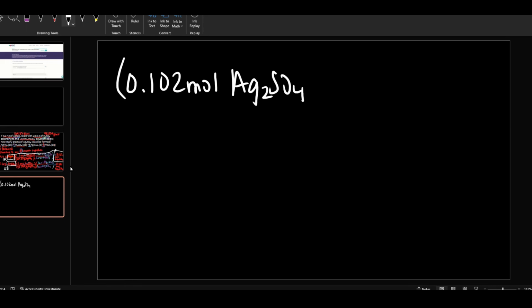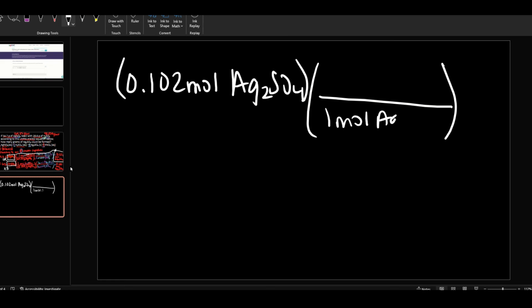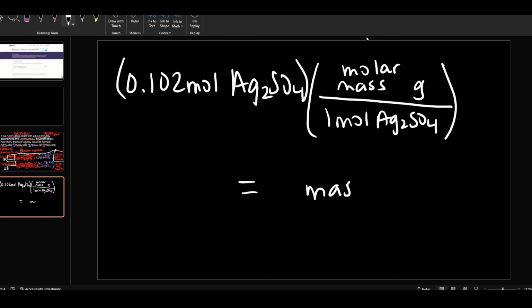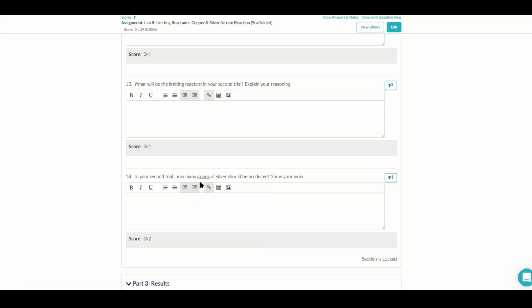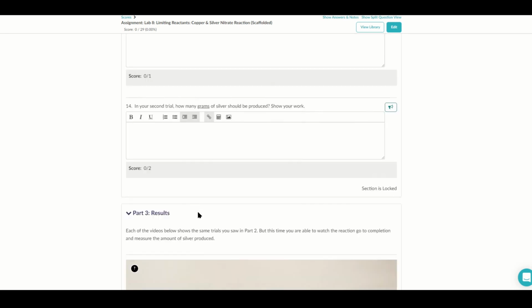For this example, it's Ag2SO4, right? And what you would do is convert this to mass. So you would take 1 mole of Ag2SO4, and here at the top you would put the molar mass of your Ag2SO4 in grams, right? And then that would give you the mass of Ag2SO4. So it's just an extra step. Once you figure out what's the limiting reactant, you take it an extra step, convert it to mass, in grams. So that's what you would do for this last step.